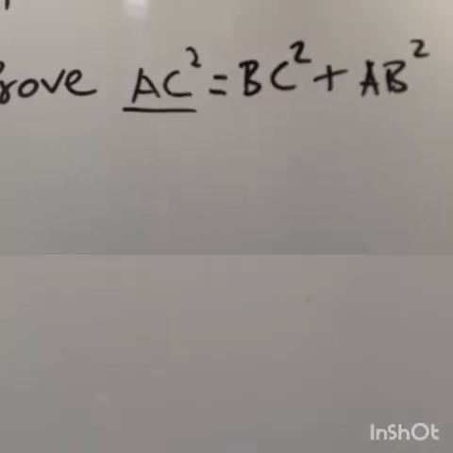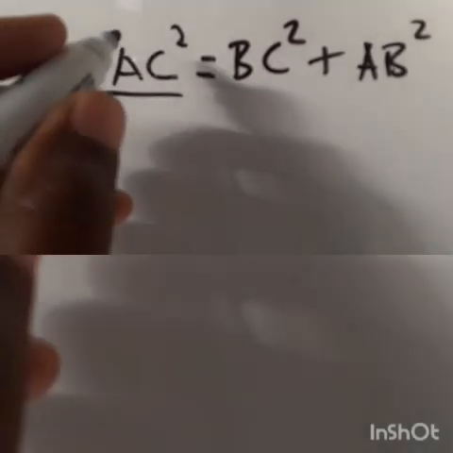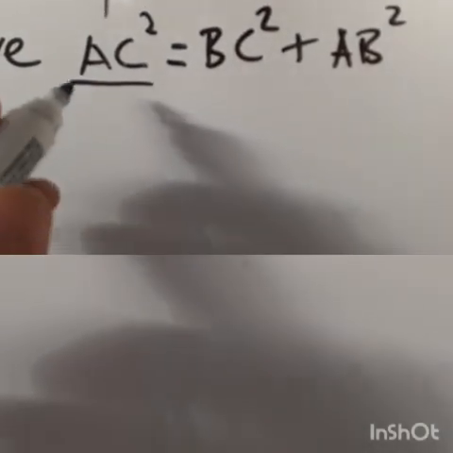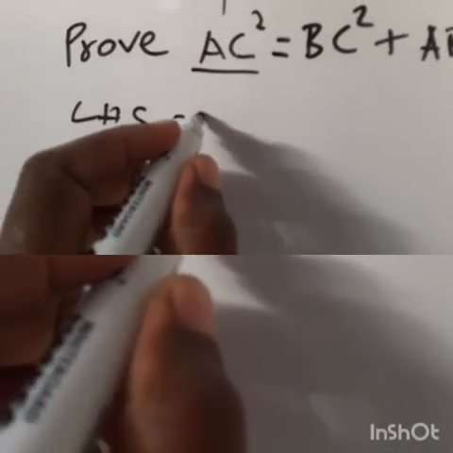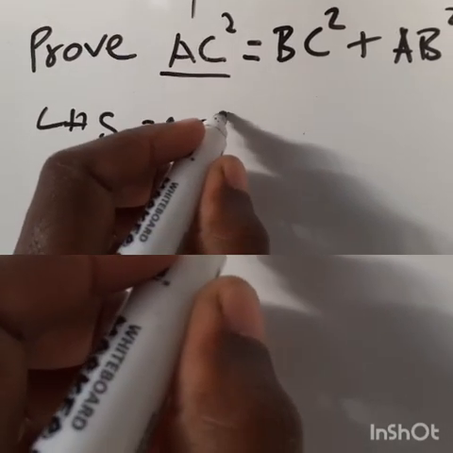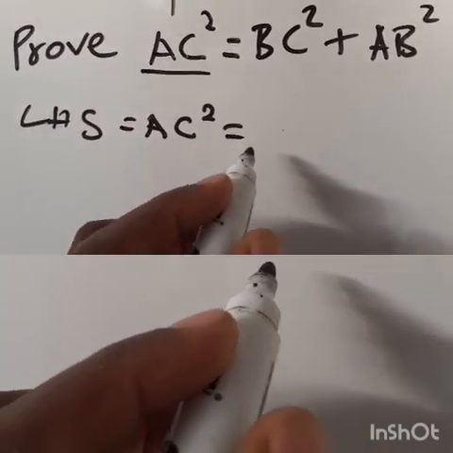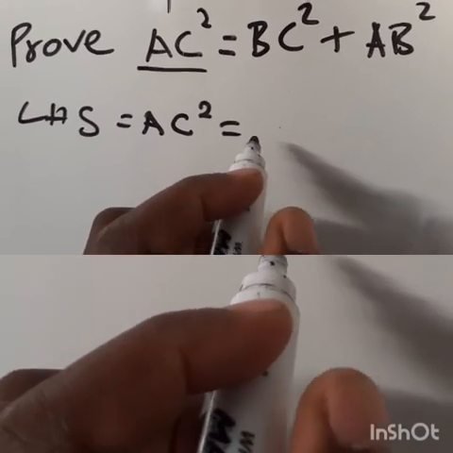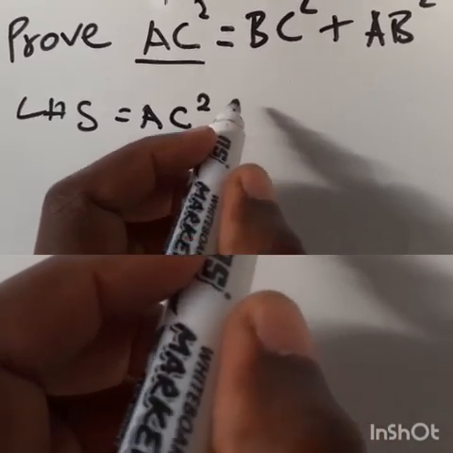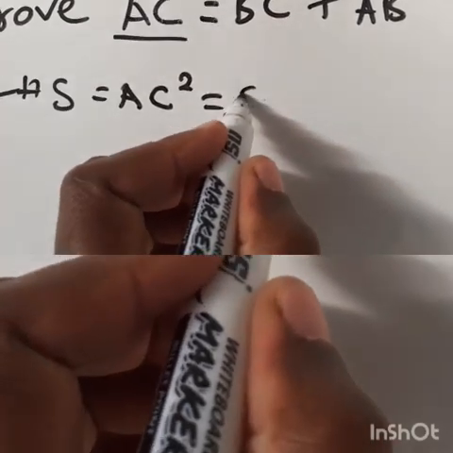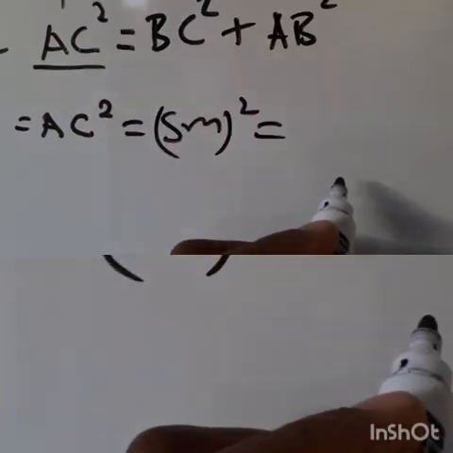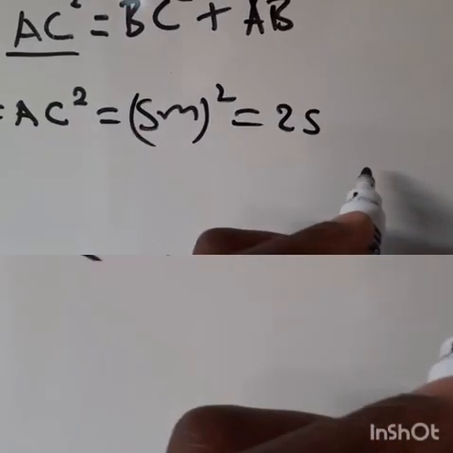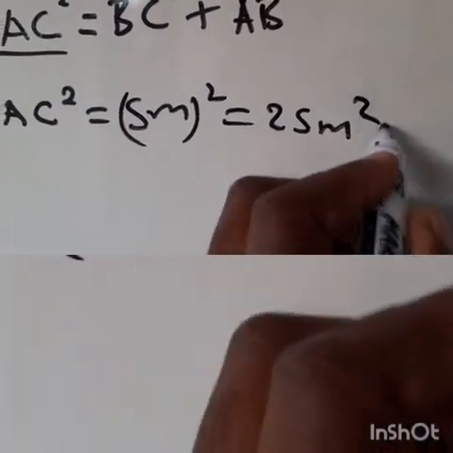Yeah, I think you get it. So we know that the left hand side, this is the left hand side. The left hand side is AC squared, which is actually equal to my AC, which is 5 meters squared, which is equal to 25 meters squared.